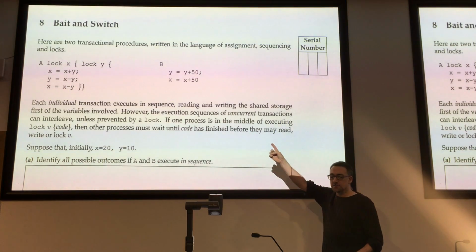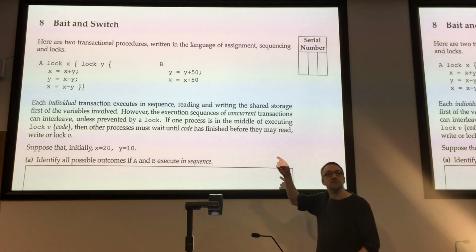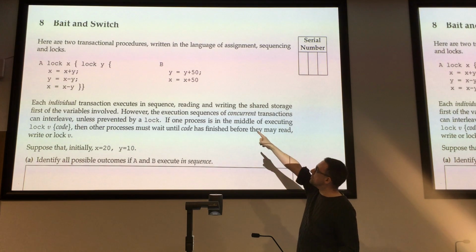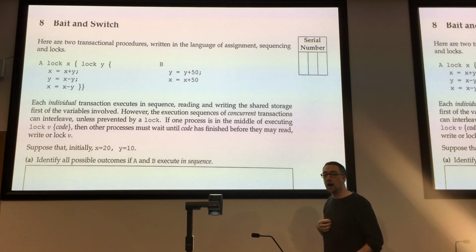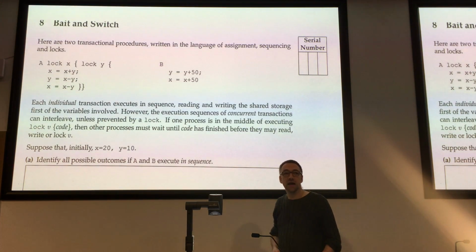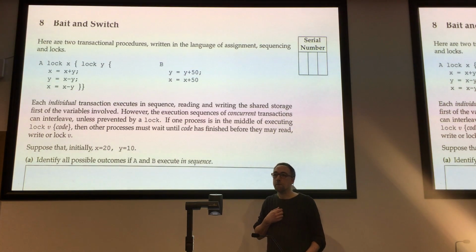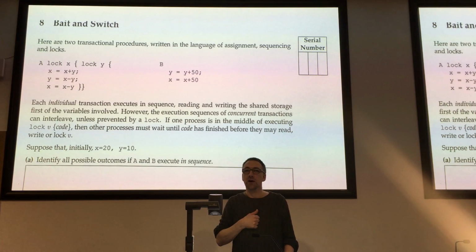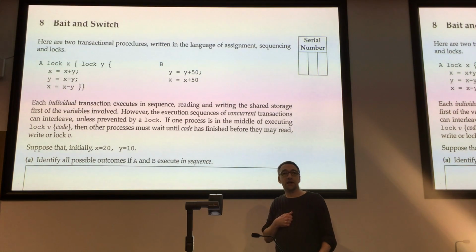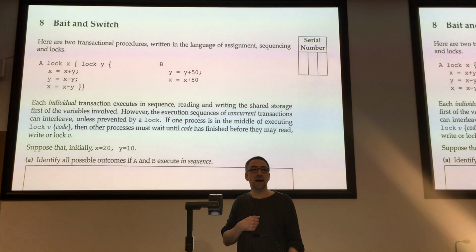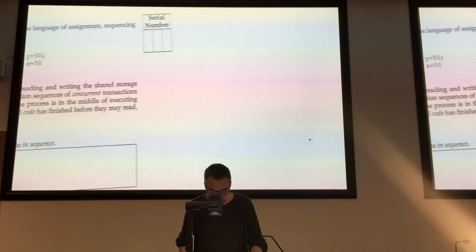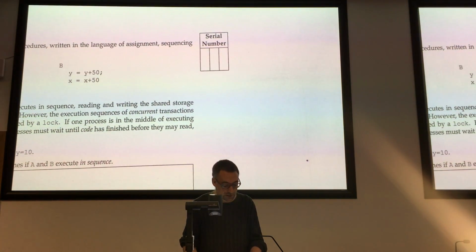B, on the other hand, is much, much messier. B has no locks at all, and it's doing two memory changes. It's first of all adding 50 to Y, and then it's adding 50 to X. So there's no locking. So if A and B were to run concurrently, it could interfere with B at any point in the process. Trouble. What is B's process? Let's figure that out.